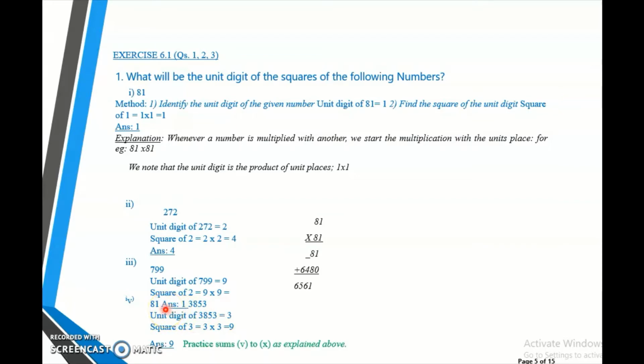Similarly, for the next sum, 3853, 3 is in the units place, hence the square of 3 is 9. So the unit digit of the square will be 9. I hope the sums are clear. I would like you to work out the sums from 5 to 6 on the same principle.